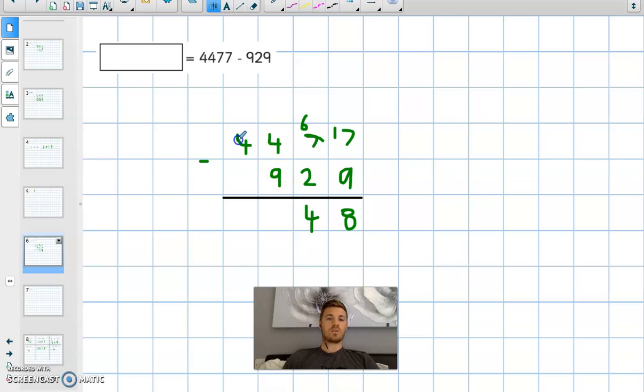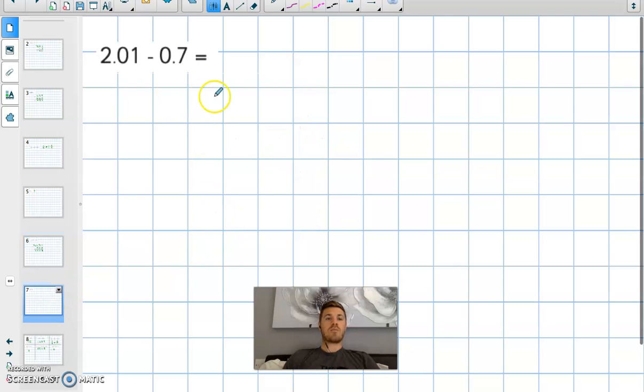4 take away 9 we can't do, so we borrow again, we exchange. 14 take away 9 is 5, and then 3 take away nothing is 3. So 3,548 is your answer. Okay, moving on to our final question.